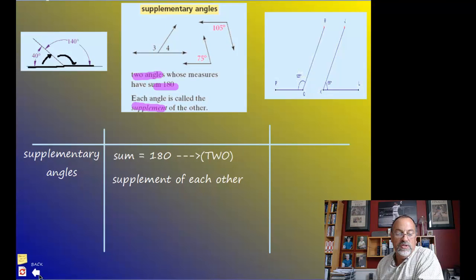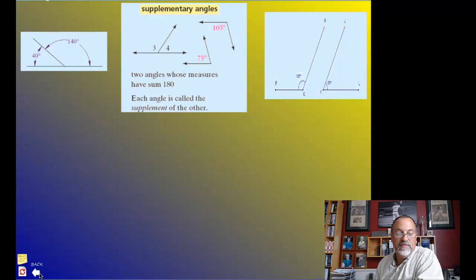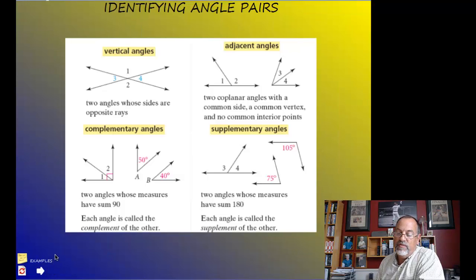Okay, so those are the definitions, those are the pairs of angles. There are 4 pairs of angles, very important to know, so make sure you study those, and you can go ahead and check out your homework, and if you have questions, bring them on into class.